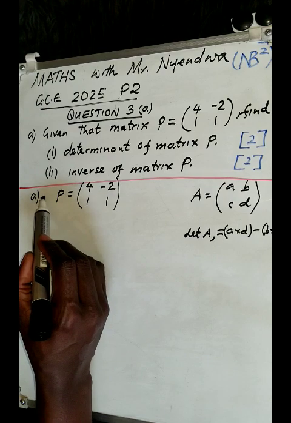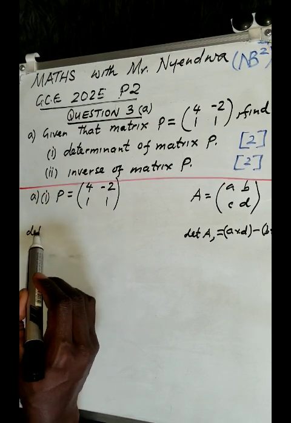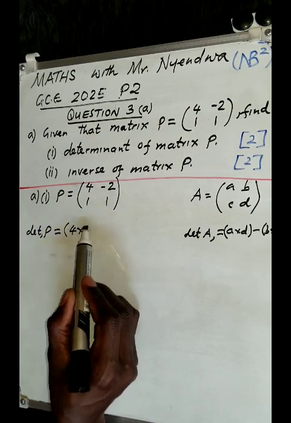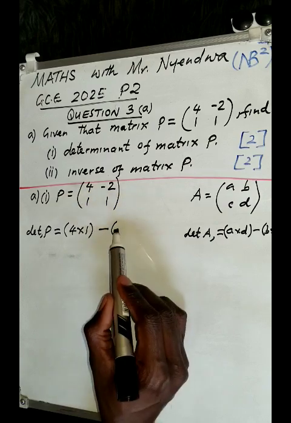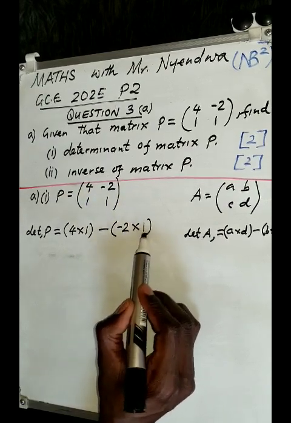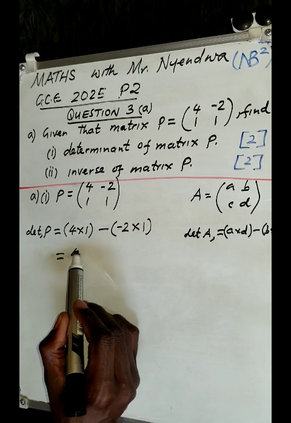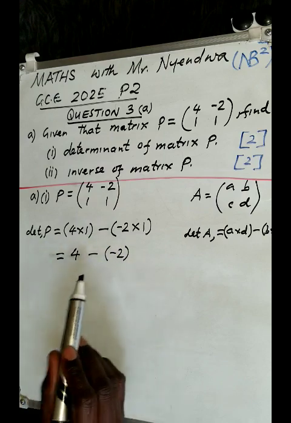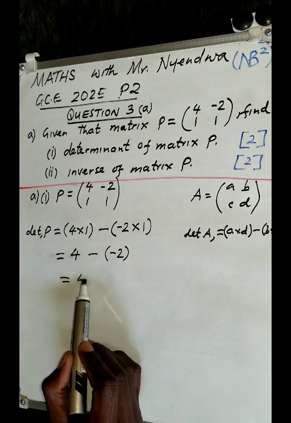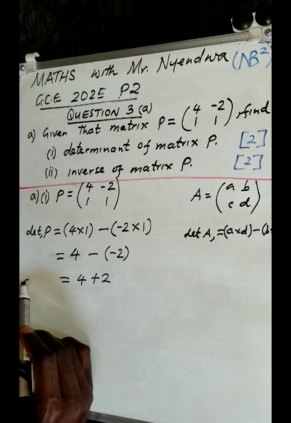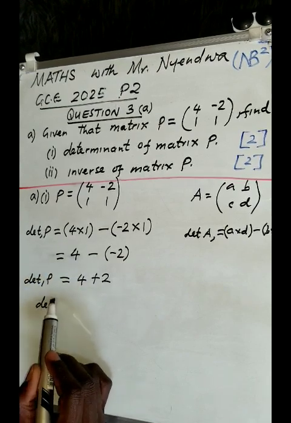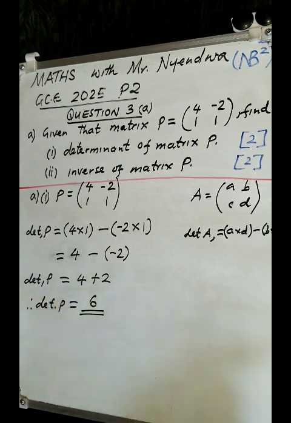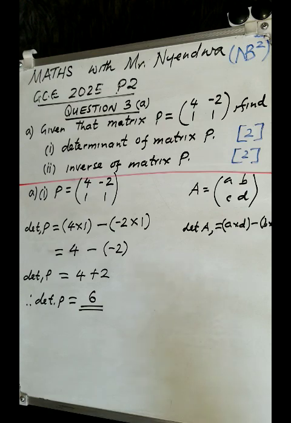In a similar way, for the determinant of P, you multiply the major diagonal, which is 4 multiplied by 1, and you subtract the minor diagonal, negative 2 times 1. So what will that give us? 4 times 1 is 4, minus negative 2 times 1, which is negative 2. Please pay attention to the sign. Negative and negative will give you a positive, so it will be 4 plus 2. So the determinant of P will be equal to 4 plus 2, which gives you 6. So that is the way you needed to do it.